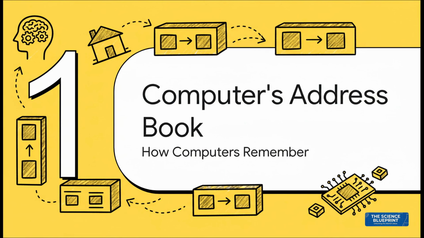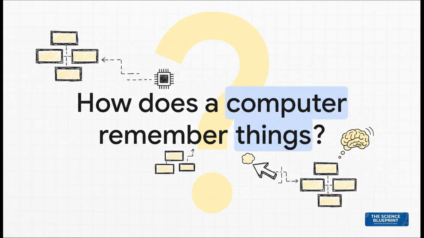First up, let's talk about the computer's address book, because before we can even think about pointers, we've got to get on the same page about how computers actually remember stuff in the first place. Let's build that foundation. To really get what a pointer is, you have to ask a really basic question. When you create a variable in your code, where does it actually go? How does the computer find it again later when you need it?